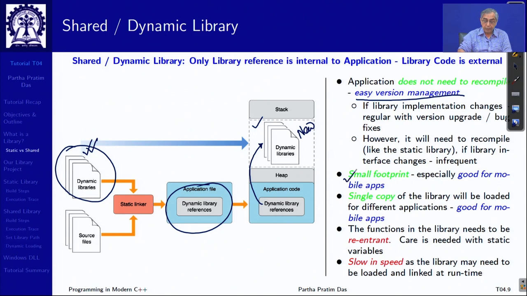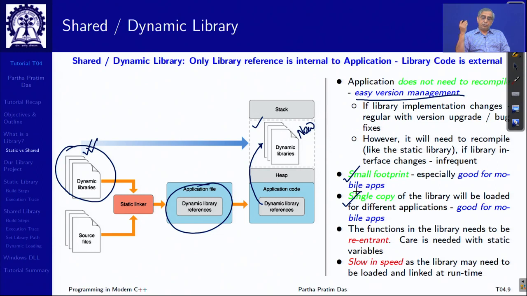Of course, it has a smaller footprint because most of the binary code is outside. It has a single copy, which is an advantage in the overall memory management, particularly good for small memory devices like mobile. But it depends, it may be a little slow when you load it for the first time. The load time will come in, which is not there for the static library because it is preloaded.